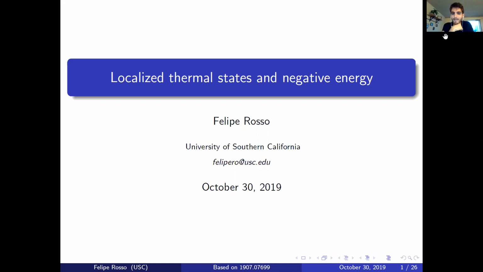Yes, so today what I'll be talking about is this paper, the title is Localized Thermal States and Negative Energy. This is the arXiv number, 1907.07699. Okay, so let's get into it.